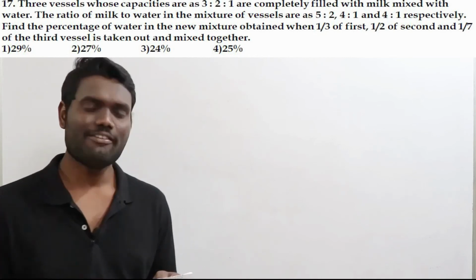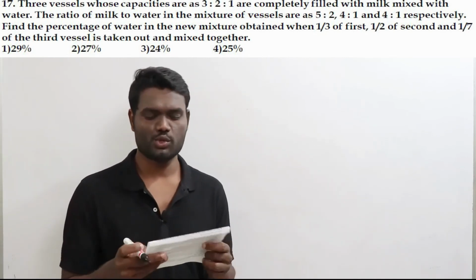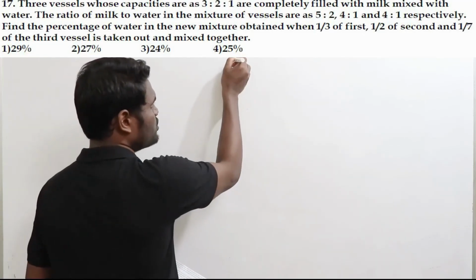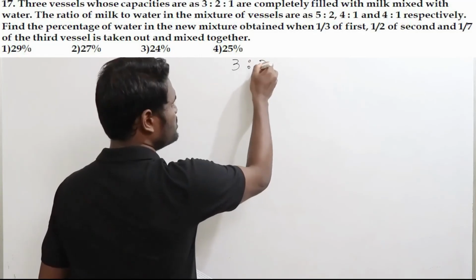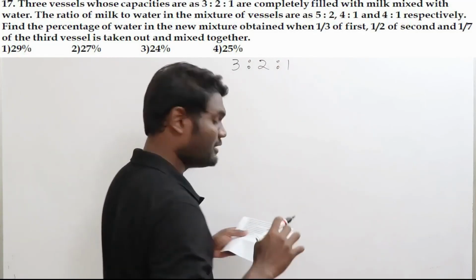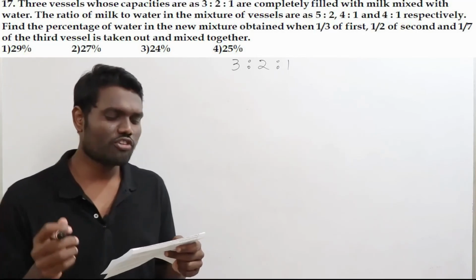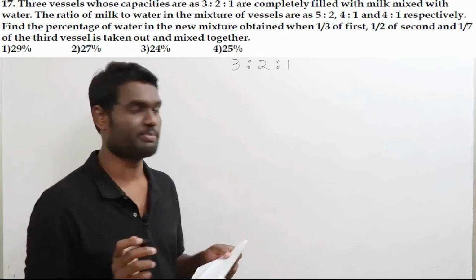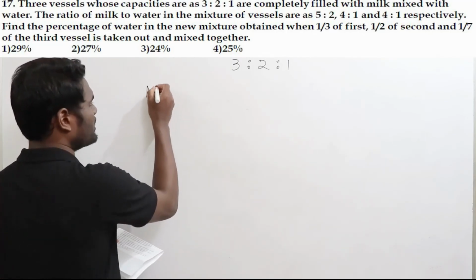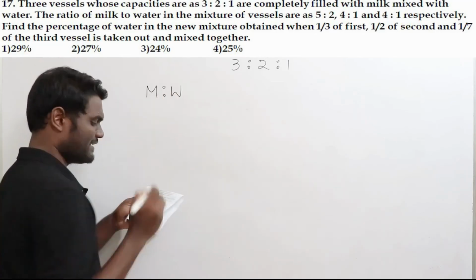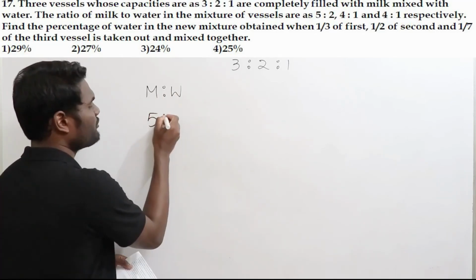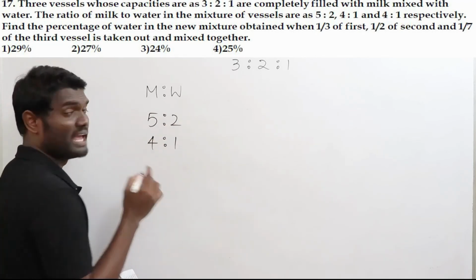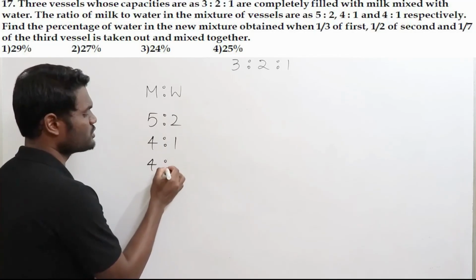Next example, 3 vessels whose capacities are 3:2:1 are completely filled with milk and water mixtures. So there are 3 vessels whose capacities are in the ratio 3:2:1. Now they're filled with milk and water mixtures. The ratio of milk and water in the mixture of vessels are 5:2, 4:1, and 4:1 respectively. So the milk to water ratio in the first vessel is 5:2. In the second vessel, the ratio is 4:1. In the third vessel, the ratio is 4:1.